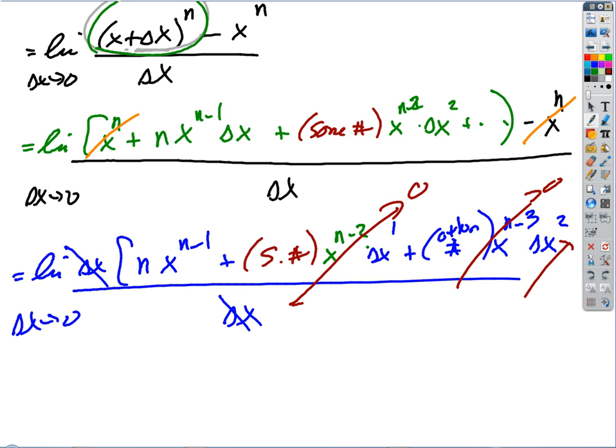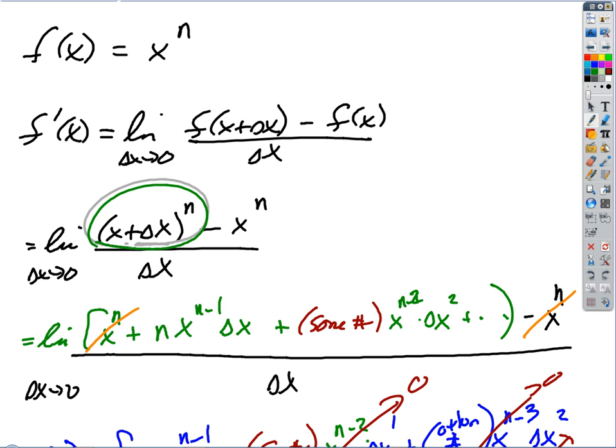So what's our formula then? We got an answer. The derivative of x to the n is n times x to the n minus 1. That's our power rule for differentiation. How about that? That's a lot easier, isn't it? It makes life much simpler.